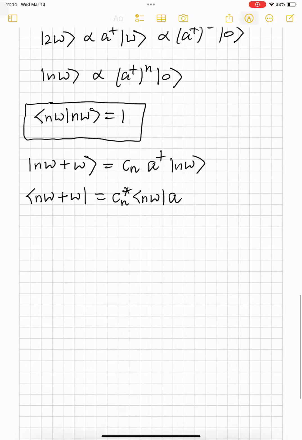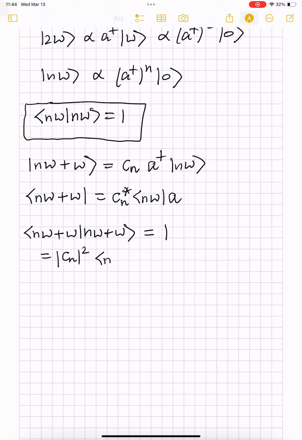So now, what would I like? Well, I would like n omega plus omega to be normalized. So that means bra n omega plus omega into ket n omega plus omega. I want that to be 1. And I can calculate what this value is by using the 2 equations above. So if I multiply these two, Cn star times Cn is the mod of Cn squared. Then I've got bra n omega, I've got A dagger, and then I've got ket n omega. So I have to evaluate this.